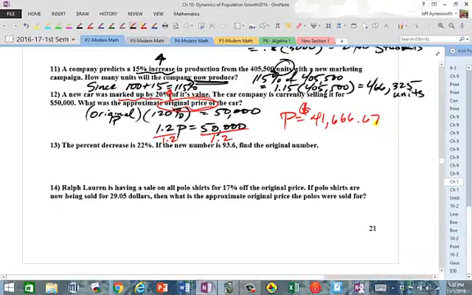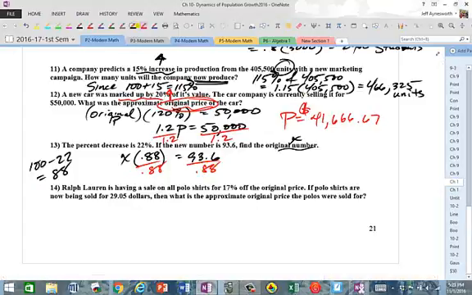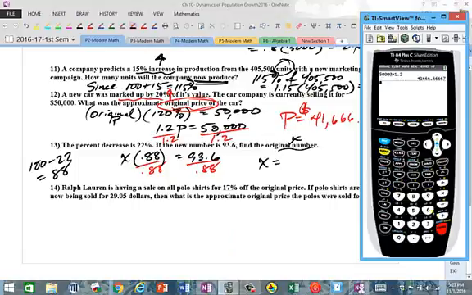Okay, number 13. The percent decrease is 22%. The new number is 93.6. Find the original number. We'll call that X. So the original number was decreased by 22%, so it was multiplied by 88% to get this new number, which is 93.6. 100 minus 22 equals 88. So the new number is actually 88% of the original, which is 0.88. So when you solve this, you divide both sides by 0.88, and X should be equal to 93.6 divided by 0.88.